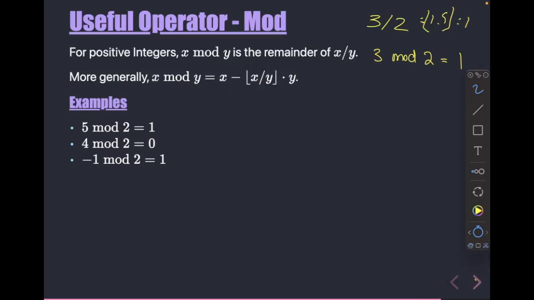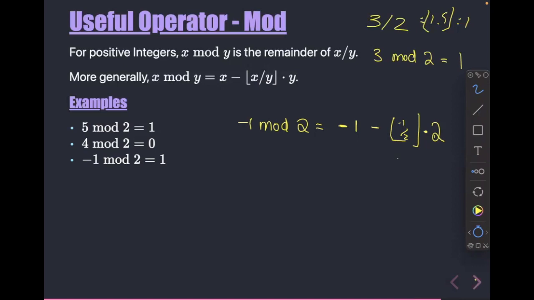But basically, if I were to plug this in, -1 mod 2 equals, so we take x, so that's -1 minus the floor of -1 over 2 times y. So that would be 2. And so the floor of -1/2 is just going to be negative.